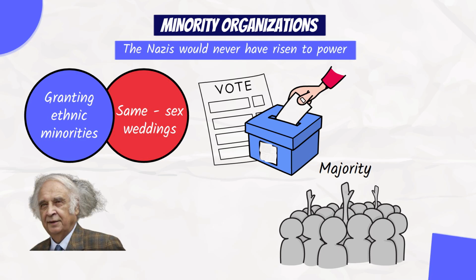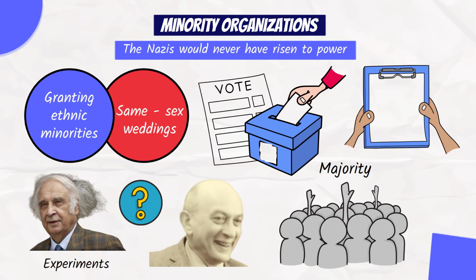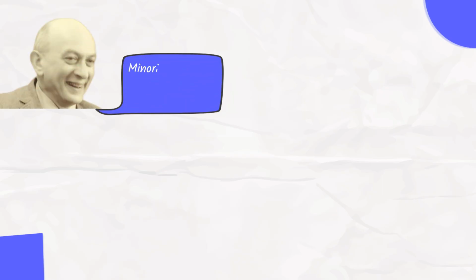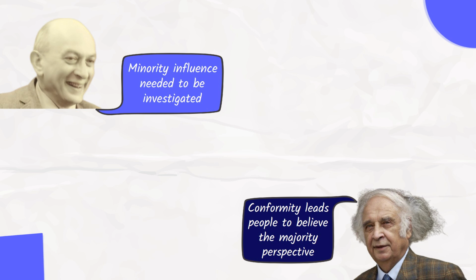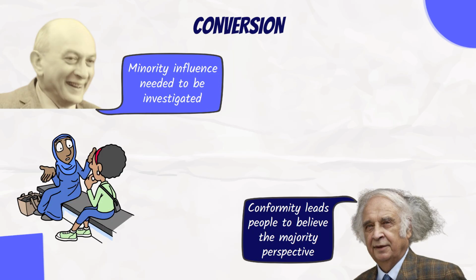So Moscovici began doing his own experiments. He questioned Asch's beliefs about conformity. Interestingly, Asch agreed that minority influence needed to be investigated. Moscovici discovered that while conformity leads people to believe the majority perspective, another process can also occur. This procedure is known as conversion. A minority can persuade others to adopt their viewpoints. However, as previously said, this process takes time.